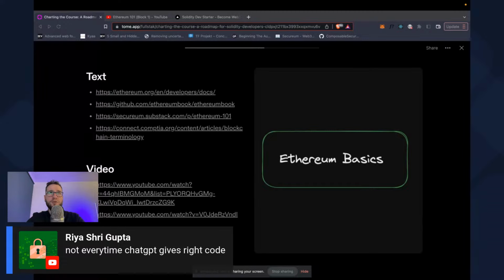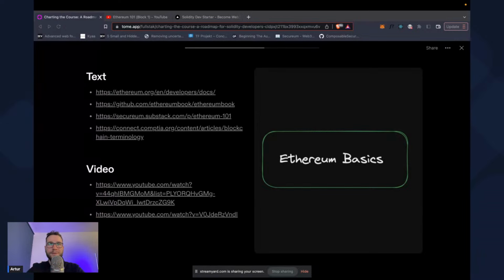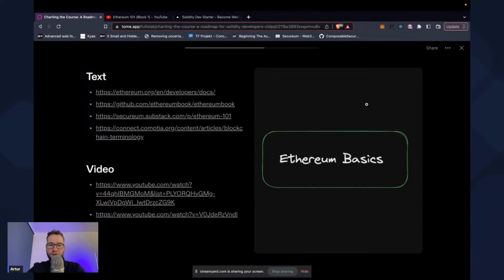But of course, we have to remember that ChatGPT improves over time, right? So every week, every month, every version of ChatGPT would be way better. So we have to observe the progress of ChatGPT. So yeah, that would be about the Ethereum basics.